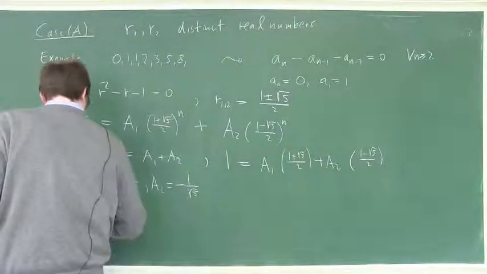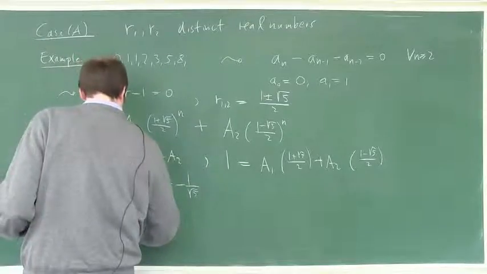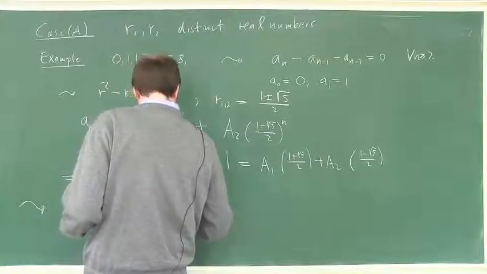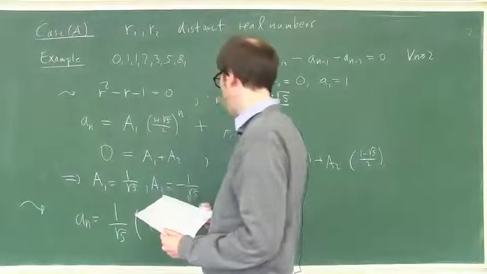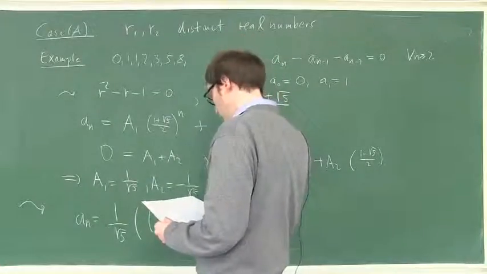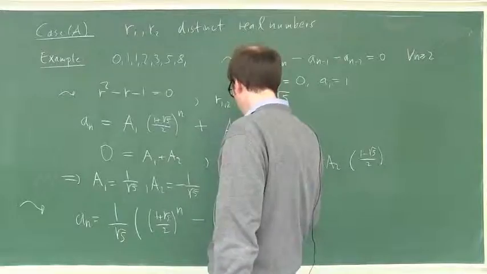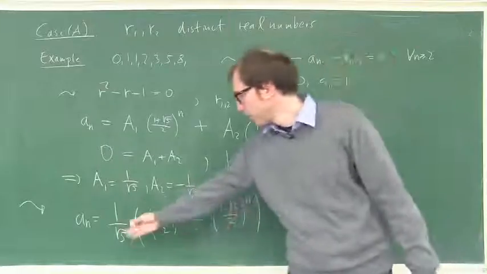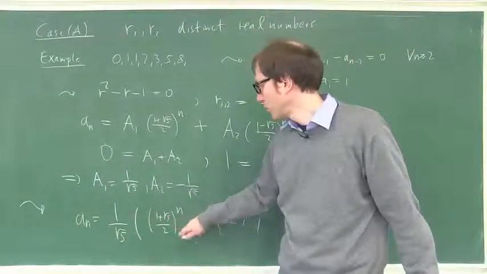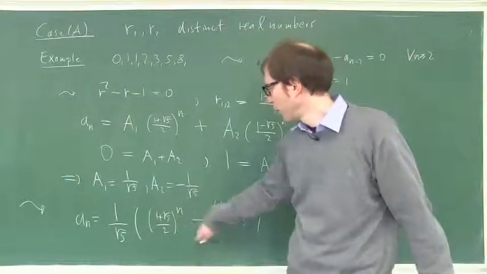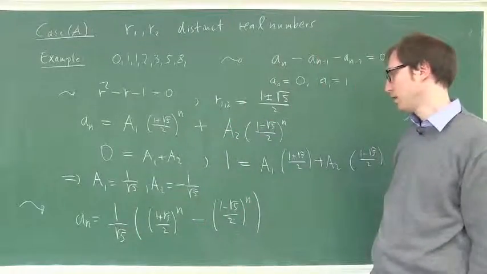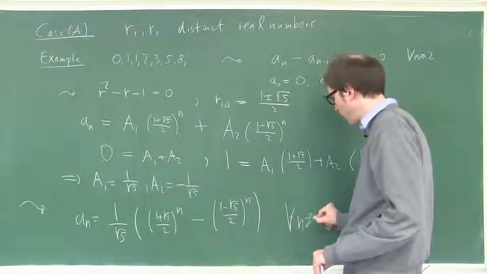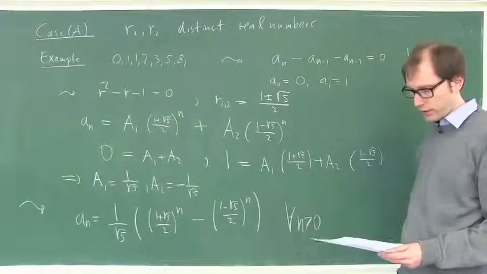So we'll see that a_n is equal to 1 over square root of 5 times (1 plus square root of 5 over 2) to the n. And now the same here, minus 1 over square root of 5 times the other root to the n. Here I already multiplied this out. So this is A1 times R1 to the n plus A2, which is minus 1 over square root of 5, times R2 to the n. And you can, of course, try to make this look even nicer. Now this holds for all n greater than or equal to 0. So this solves this case.